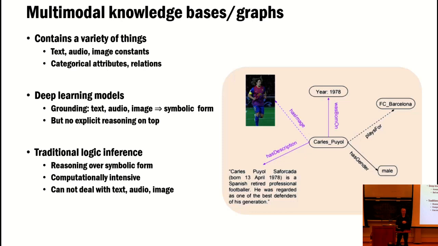As human beings, we are able to easily do this type of reasoning over this multimodal knowledge base. For instance, if I ask, for this particular picture of a soccer player, which team is he playing on? We can first look at the image, recognize the objects, then traverse this knowledge base and make a prediction, like he is playing in Barcelona. But we don't have a nice method for doing this right now.